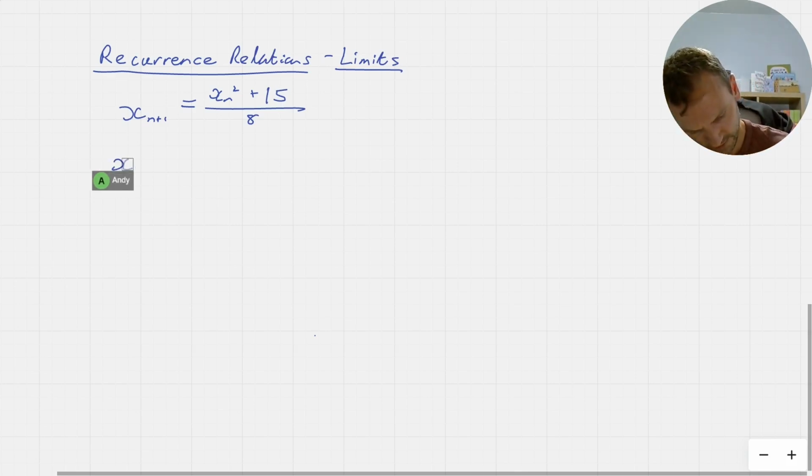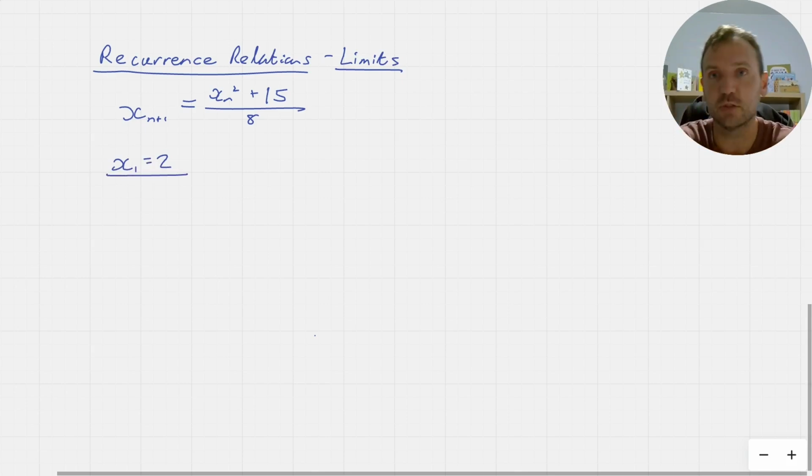If we take a first term of 2, then you put it in here, so xn plus 1, we're doing the previous term squared, plus 15 over 8. Speeding yourself up here, if you have a calculator handy, then what I'd recommend is you press 2 equals, and then you type n squared plus 15 all divided by 8, and then you'll just be able to keep pressing equals. If you do that, you'll get the next few terms fairly quickly.